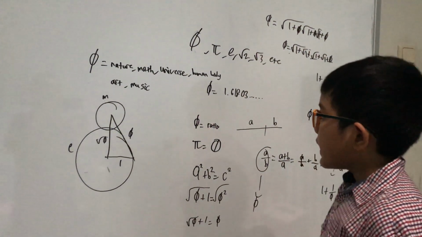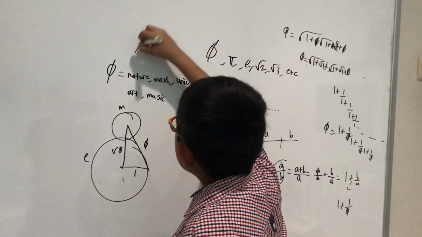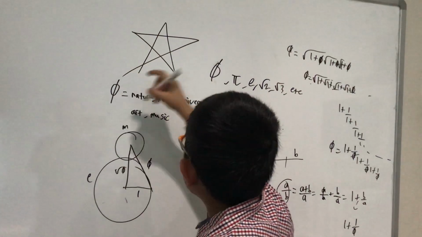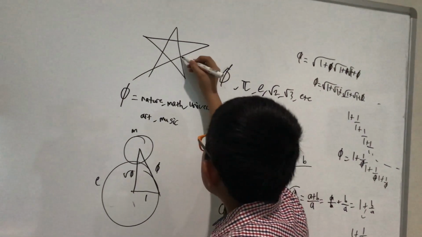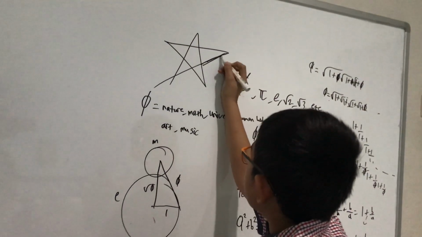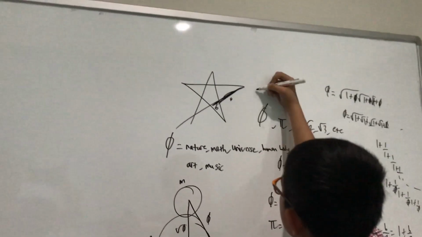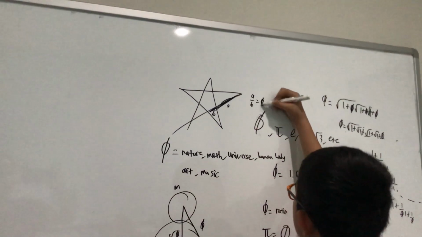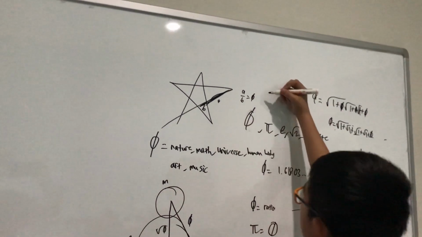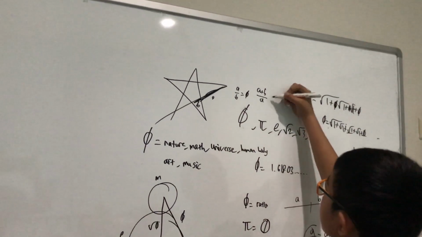And also, if you make a star, you can see that this line over here is A and this line is B. So A to B is equal to phi. And if you see, it means that A plus B over A is equal to phi.